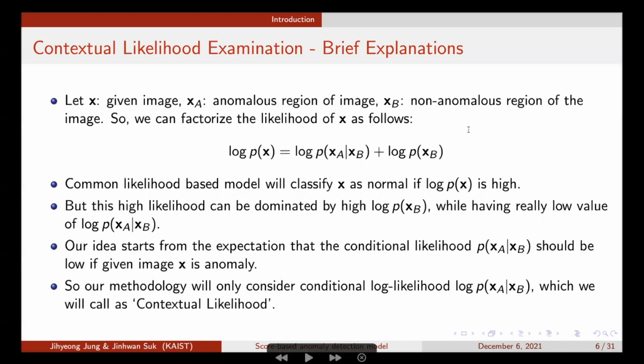You can separate our given image X into an anomalous region and a non-anomalous region. So you can factorize the likelihood of X as follows. From here, you can see that a common likelihood-based model will classify X as normal if log p(x) is high. But this likelihood can be dominated by a high log p(x_B) value while having a really low value of our conditional likelihood. So our idea starts from the expectation that the conditional likelihood should be low if the given image is an anomaly. So our methodology will only consider the conditional log likelihood, which we will call contextual likelihood.